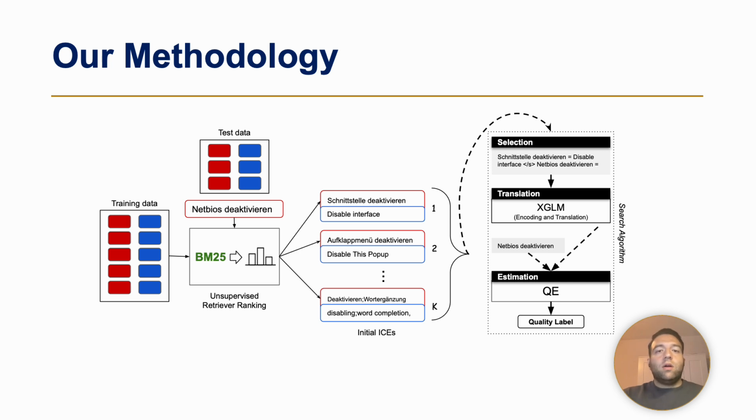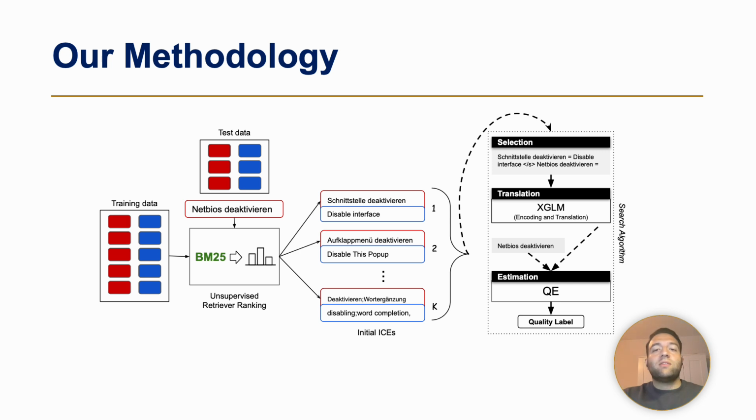In this slide, we outline an example of how our proposed methodology works. We use the BM25 ranking algorithm because it's proven effective for unsupervised retrieval. BM25 ranks training pairs, source text and their translation, based on how relevant they are to the sentence we want to translate. We then pick the top K sentence pairs from the BM25 ranking. Here, K is the parameter that controls how many pairs we use in our search. We follow three main phases in our search algorithm. Phase number one is selection.